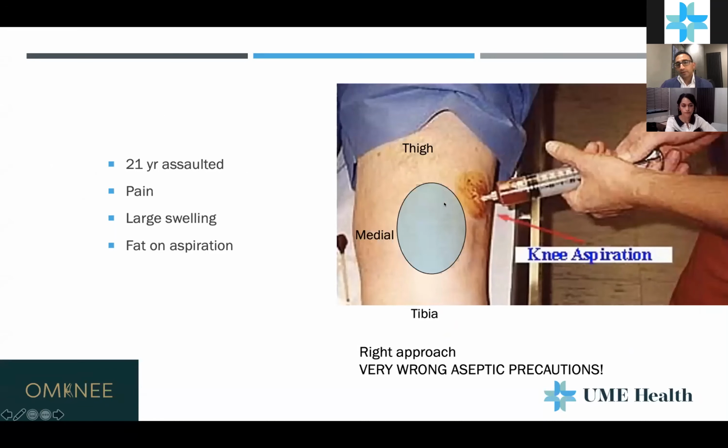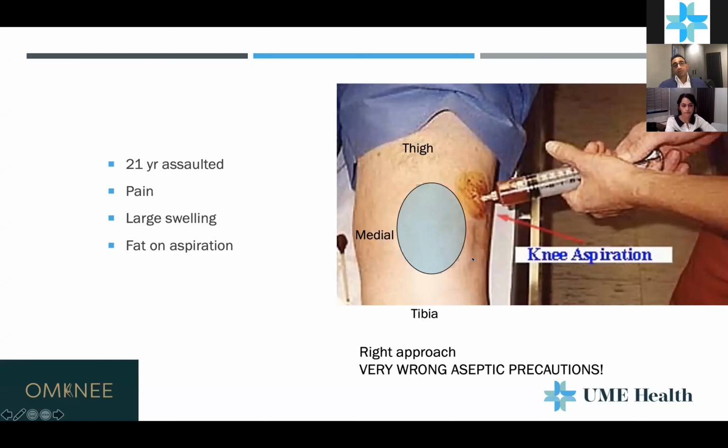This isn't actually a photo of her. This was lifted from the net, and I just wanted to say the right approach here is the superior lateral approach. So if you do inject or aspirate knees, the approach is right. However, there are really poor aseptic precautions: no gloves, very poor preparation, no drapes. This is someone who's going to get septic arthritis from bugs being injected into the joint from this aspiration.